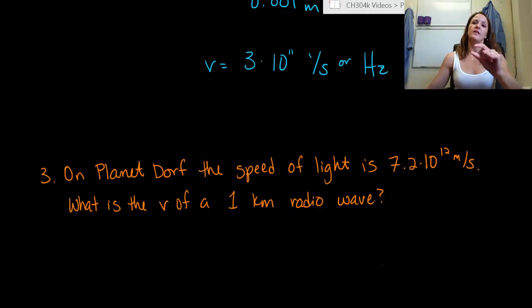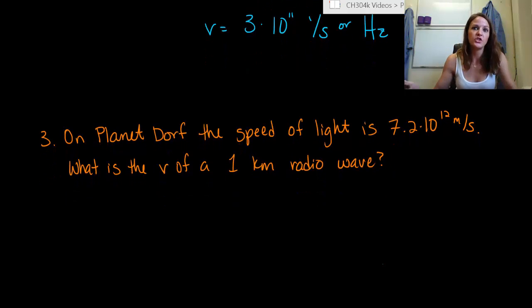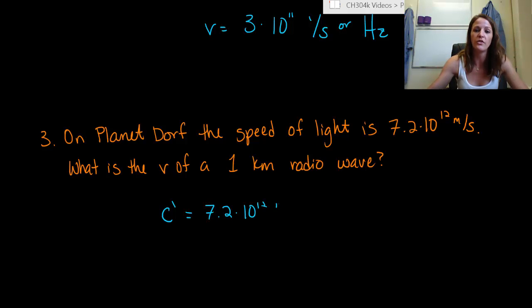So this one was just slightly more challenging because I've changed something on you. Please note that if I ever do this again, it will be the same thing. I will straight up tell you, hey, we've changed the speed of light. We're no longer using that old speed of light constant. So what we need to do now for this problem is we need to identify our new variables. So I'm going to say c prime, the speed of light on this planet, is equal to 7.2 times 10 to the 12th meters per second. So that's our speed of light.